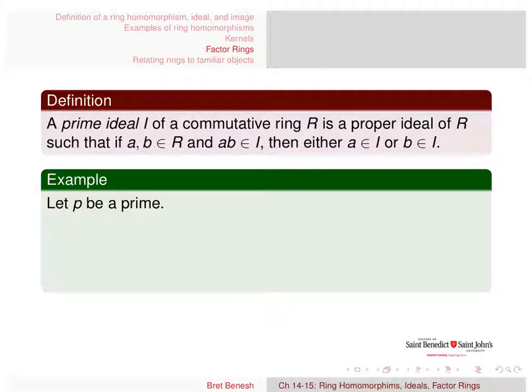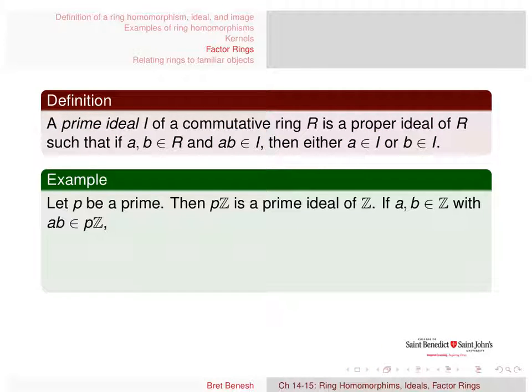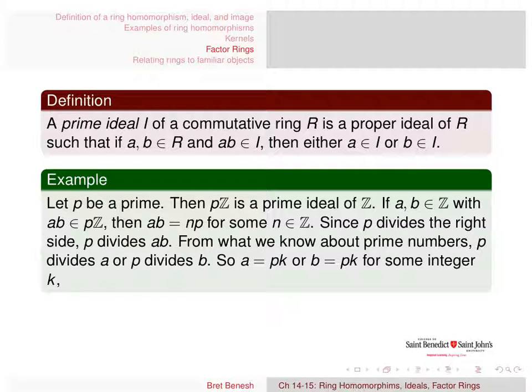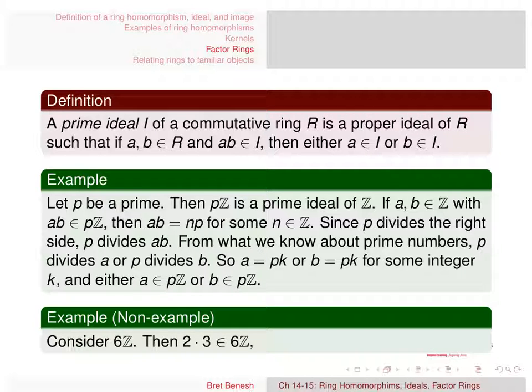I'm just going to give you the same example here. Prime divides the right side, so prime divides ab. With prime numbers, one of those has to be divisible by p already. So we already have one of those. All right, moving on. Here's the same non-example.